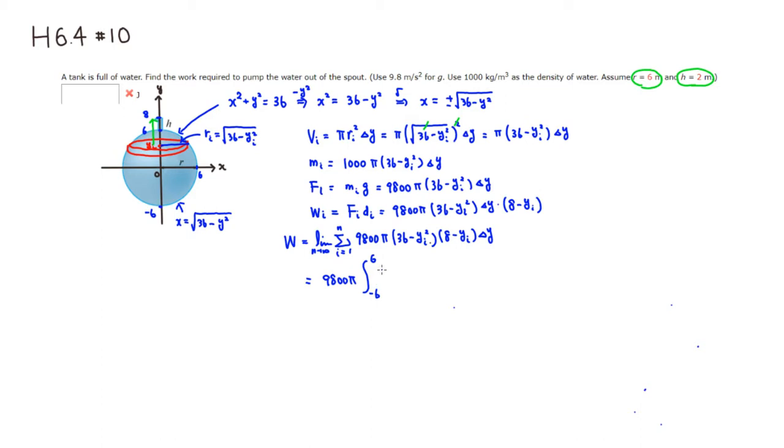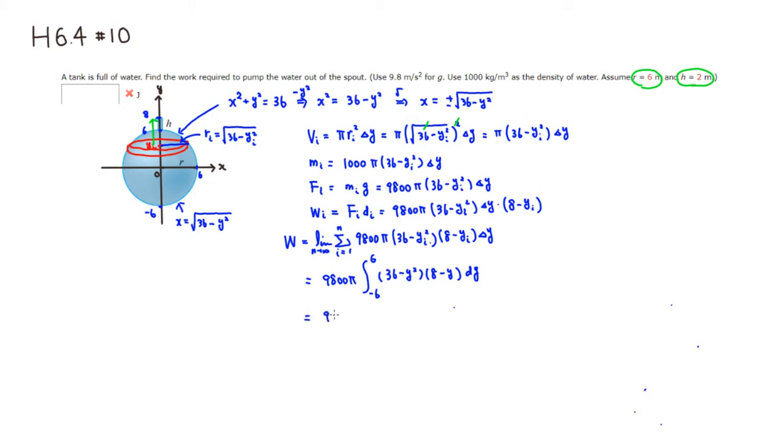All right, then you have 36 minus y squared, dropping the i, then multiply by 8 minus y. Delta y becomes dy. All right, let's evaluate this. I'm going to go ahead and multiply out and see what you get.